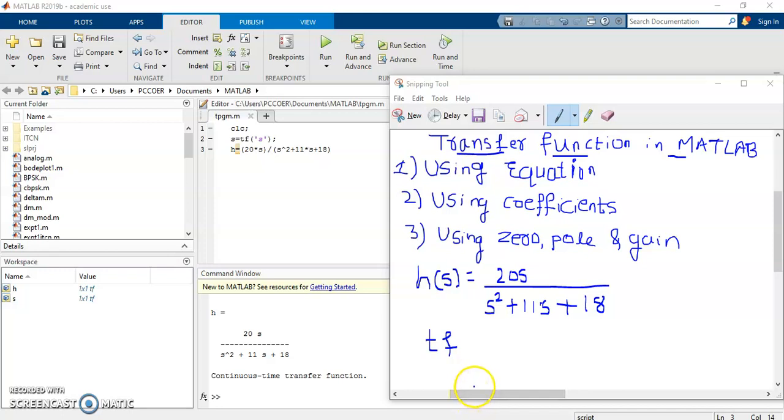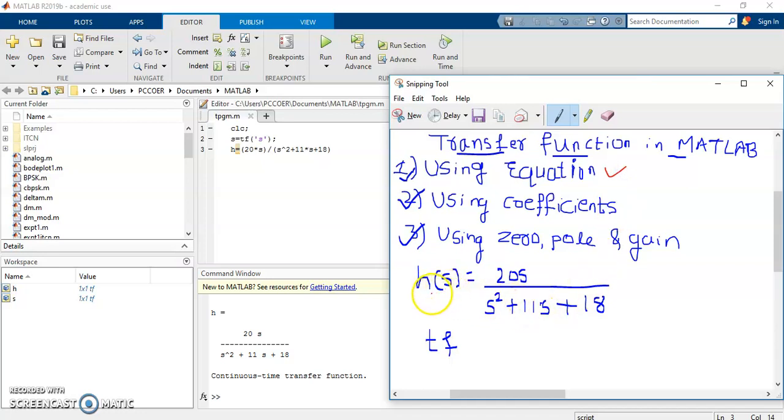In this video, we will discuss methods of obtaining the transfer function in MATLAB. I have written here three methods. One is using the equation. Second method is using the coefficients, and the third method is using zero, pole, and the gain. We will discuss the first method, that is using the equation.